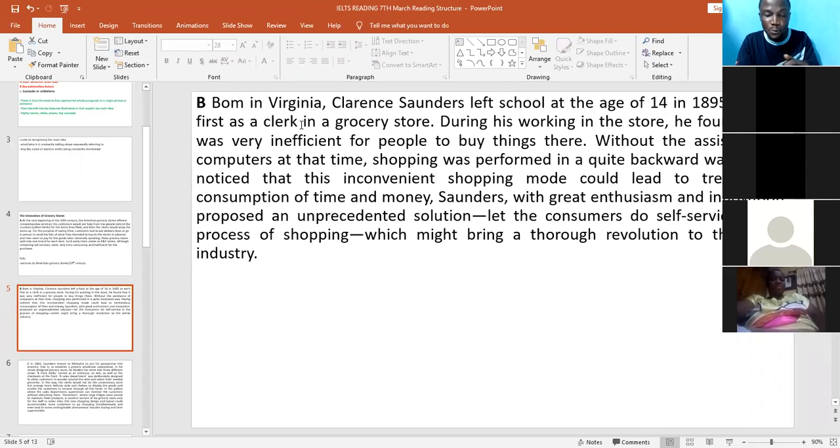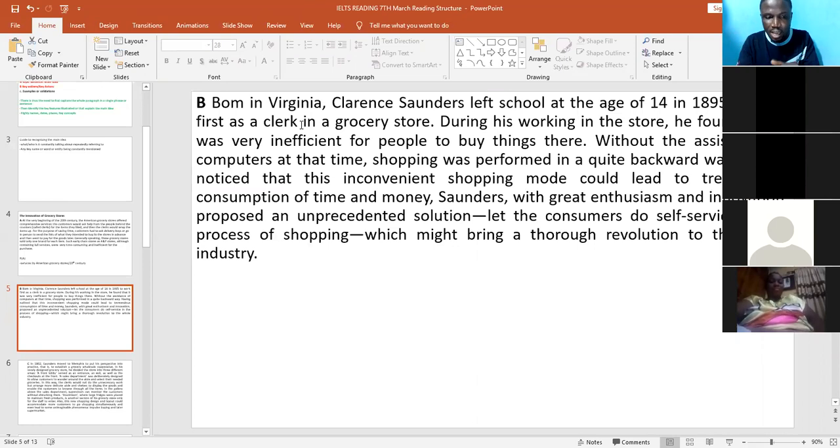it was very difficult for people to buy things there. Without the assistance of computers at that time, shopping was performed in a quite backward way. I haven't noticed that. So let me even stop here. What is it talking about? A boy who worked in a grocery store and possibly his discoveries. Okay, his discovery about the inefficiency of the system. So from here, a boy who works in the grocery store and his discovery, that is the main idea I'm tagging here.